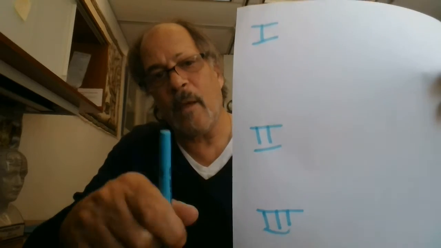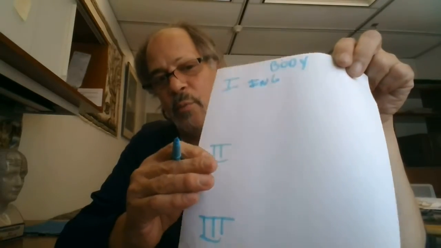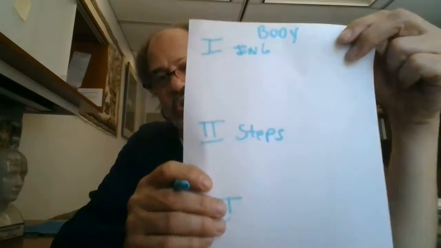So for your body, you're going to look at that. What's going to go in Roman numeral 1? Go on, say it out loud. Ingredients. The ingredients. Number 2 is going to be, remember, the steps. And number 3 is going to be the variations.